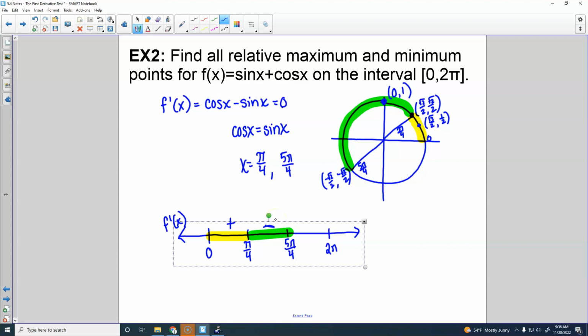And more than likely, we're probably going to be positive on this next section. This section corresponds with this part of the unit circle. You can pick anything in that section. Probably one of the easiest ones is 0, negative 1. If I do cosine of 3 pi over 2 minus sine of 3 pi over 2, that is 0 minus negative 1. That double negative is going to give you a positive 1. So you get a positive here.